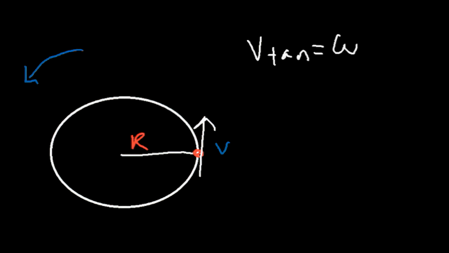So let's say you have a wheel that is moving in a counterclockwise direction. Let's say we have a point on the circle. This point has a tangential velocity that is directed in this direction. And that tangential velocity is equal to the angular velocity, that's how fast the wheel is spinning, times the radius.